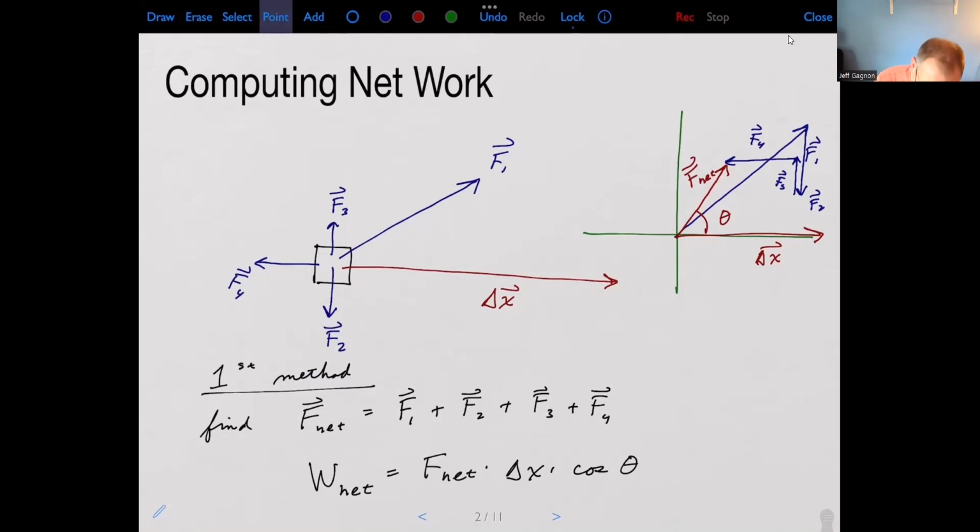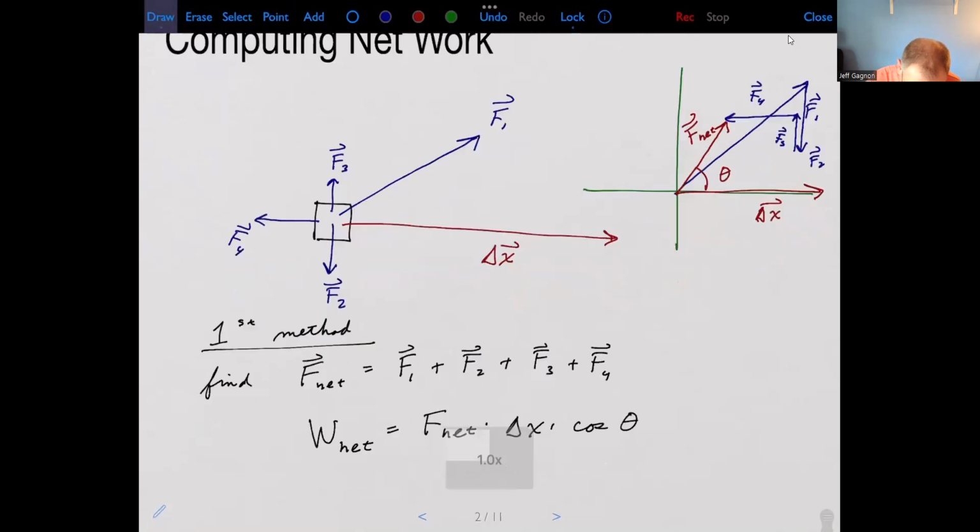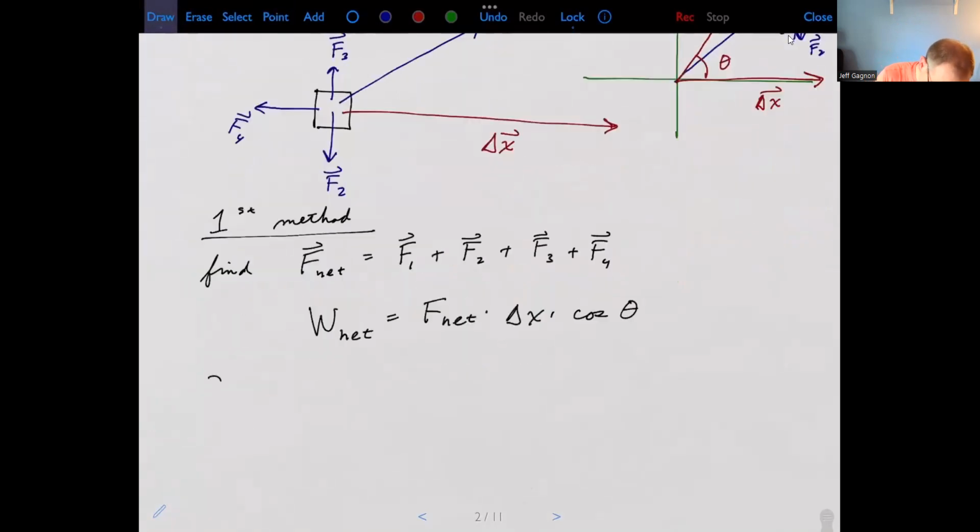By the way, this really only works as long as all of these forces undergo the same displacement. Okay, that's sort of the key thing here. But for everything that we do, you could use this method and you would be fine. Second method, and this second method is actually better, I think. So second method. It's more general, the second method.